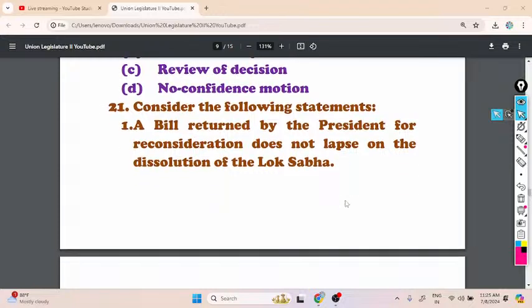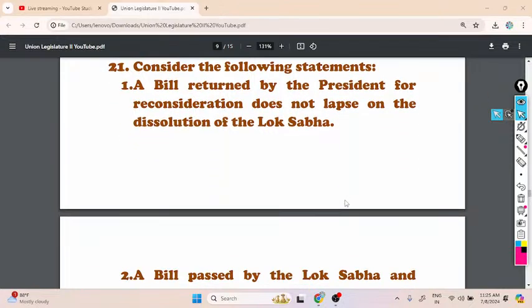21. Consider the following statements. First, let us examine the first statement. A bill returned by the President for reconsideration does not lapse on the dissolution of the House. So, yes.